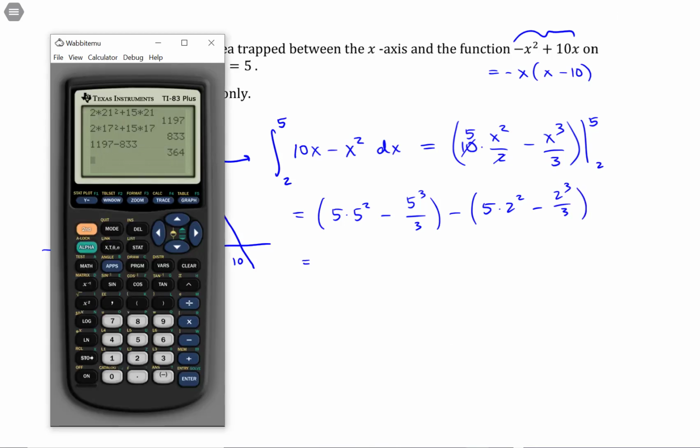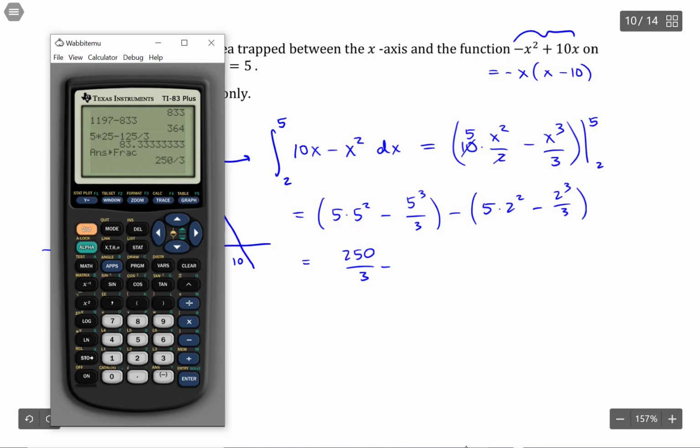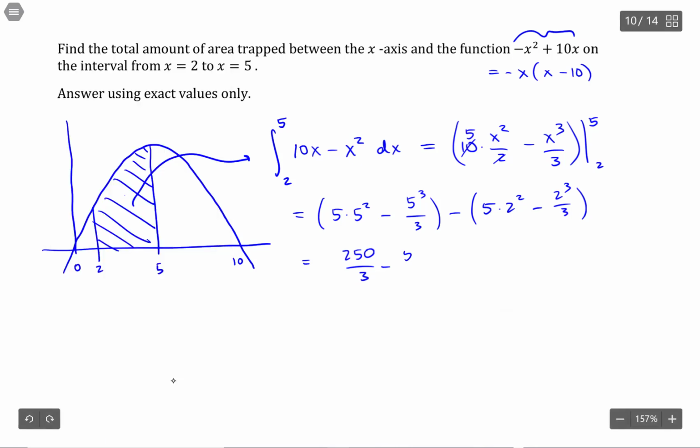So at this point, we can just use the calculator here to help us out. 5 times 25 minus 125 over 3. And let me change that into a fraction just because I don't like decimals that go on forever. So 250 over 3. And then 5 times 4 minus 8 thirds. And change that into a fraction as well. So 52 thirds.